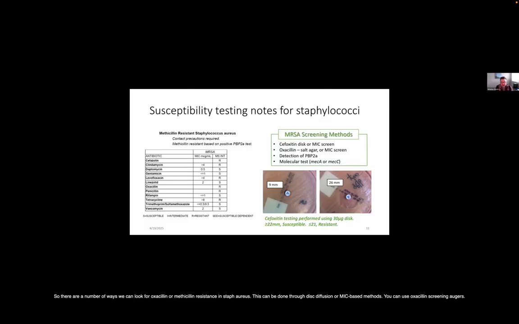So there are a number of ways we can look for oxacillin or methicillin resistance in Staph aureus. This can be done through disk diffusion or MIC-based methods. You can use oxacillin screening agars. You can use phenotypic methods that detect the actual altered penicillin binding protein, or molecular tests that detect the mecA or mecC gene.